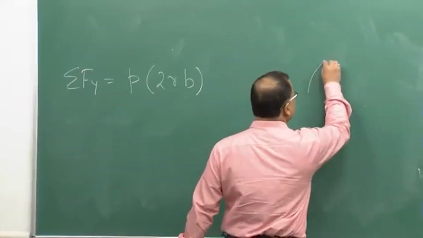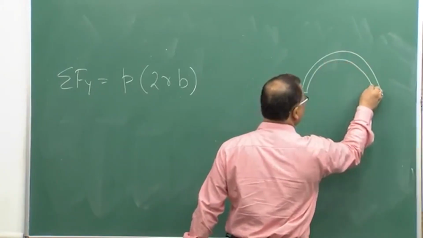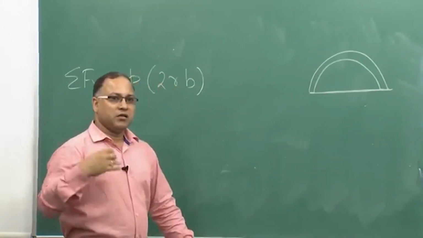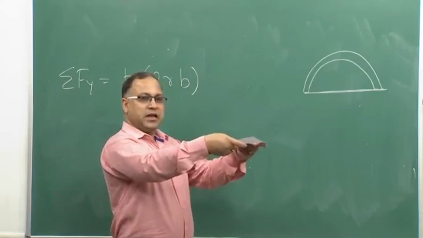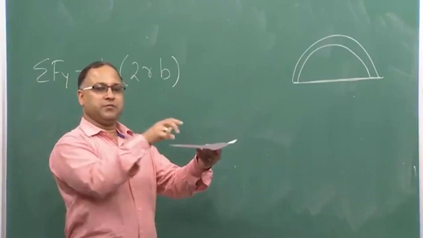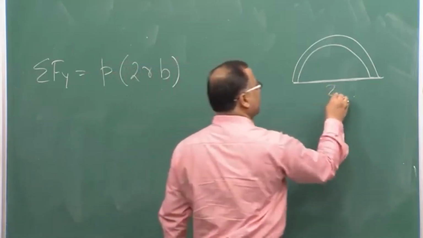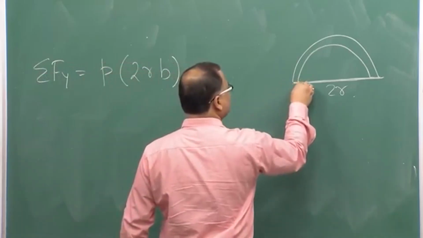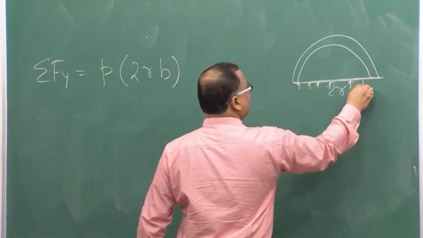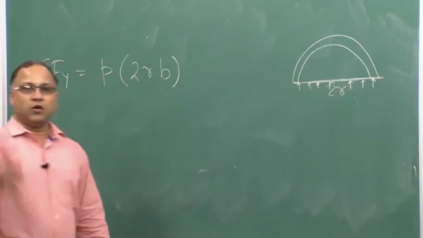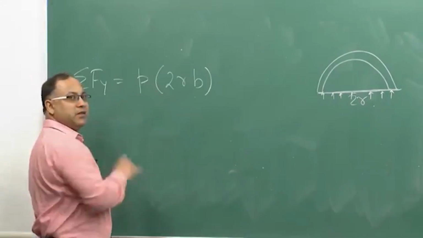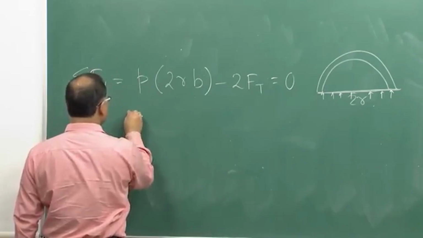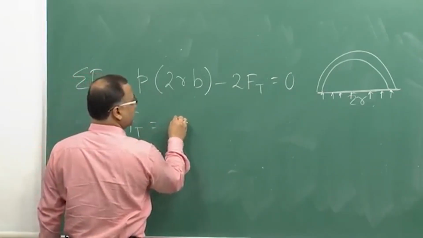So as I told you, this is the hoop. So this is the plane, this is the projection plane, okay. Normal to the board, this kind of plane is there. Along the plane, this is b and this is twice r. So, this is twice r. So, twice r into b. So, on that plane if p is acting, internal pressure p is acting along y direction. So, that is the force given by this minus twice of Ft is equal to 0. From this I can simply write Ft equal to p r.